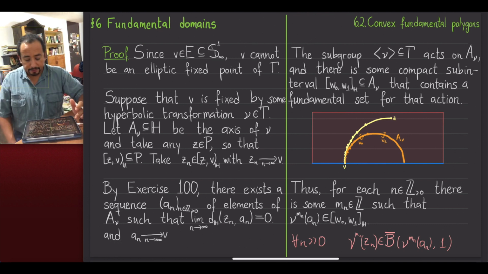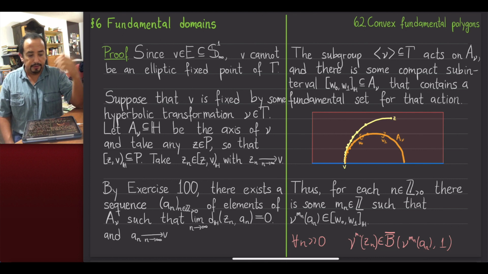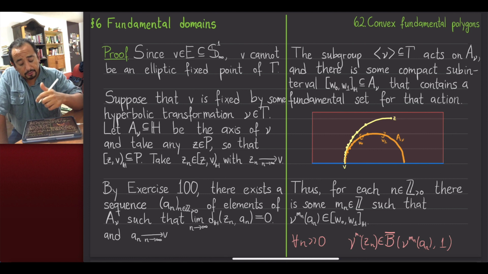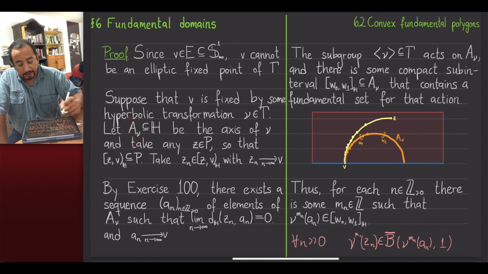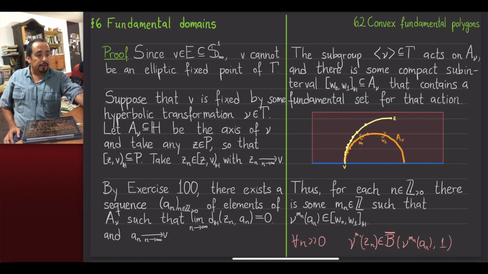But let's start. The first thing is that since V is a point at infinity, it cannot be fixed by any elliptic element of gamma. This is because we showed that every elliptic element of PSL2R has its fixed points outside the circle at infinity. Now, suppose that, contrary to what we want to prove, V is fixed by some hyperbolic element of gamma, nu, and take the axis of that hyperbolic transformation. Recall that the axis of a hyperbolic transformation is the shortest curve that joins the two fixed points of the hyperbolic transformation.